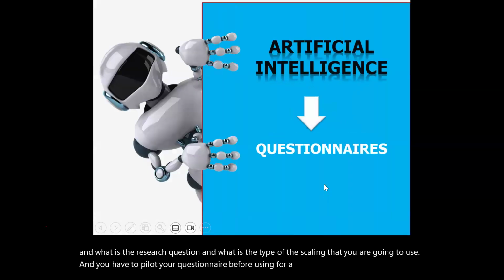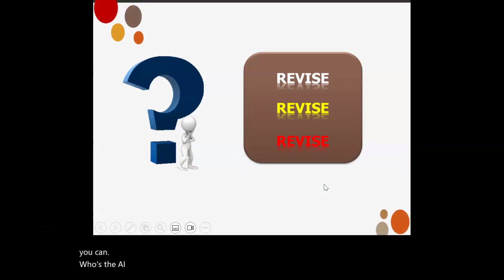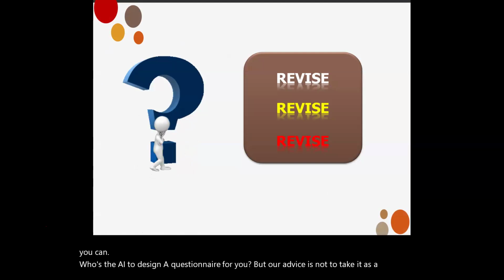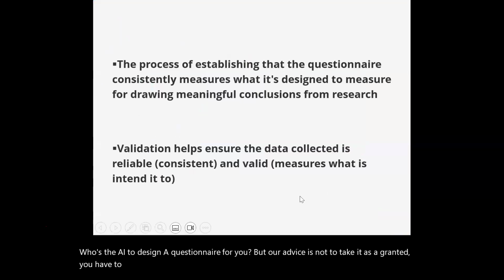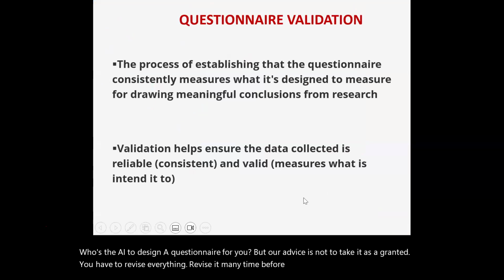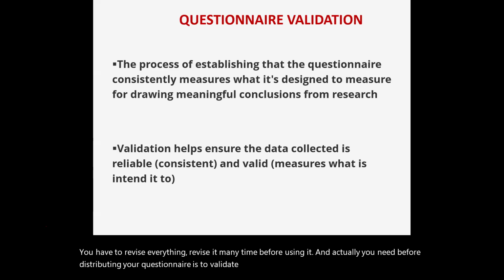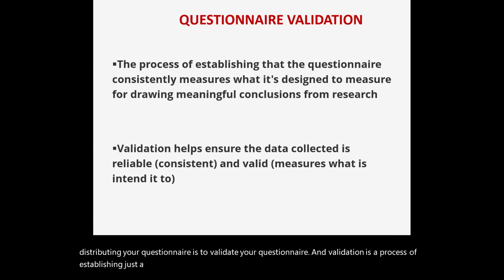And of course, you can use AI to design a questionnaire for you. But our advice is not to take it for granted. You have to revise everything, revise it many times before using it. And actually, before distributing your questionnaire, you need to validate it. Validation is the process of establishing that the questionnaire is measuring what you intend to measure in your research. And validation helps to ensure the data collected are reliable and valid.